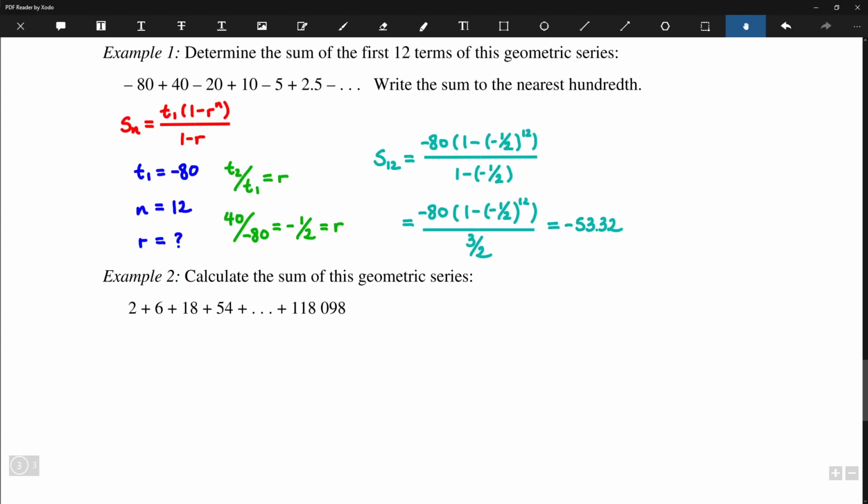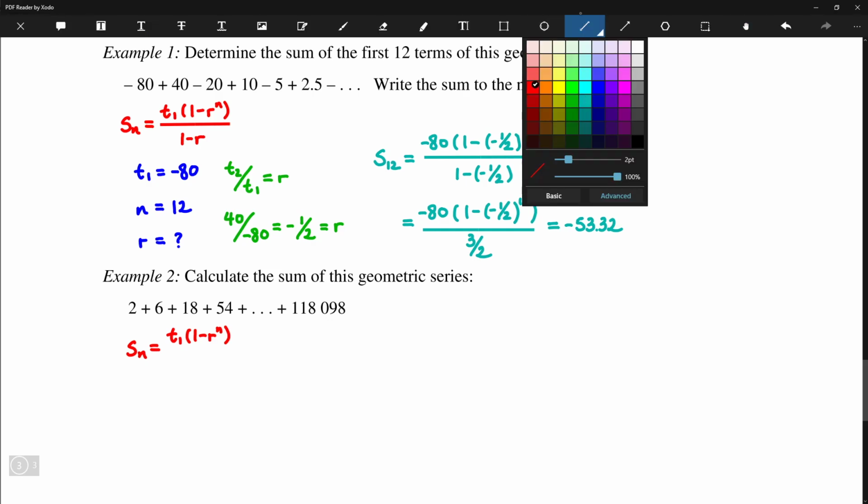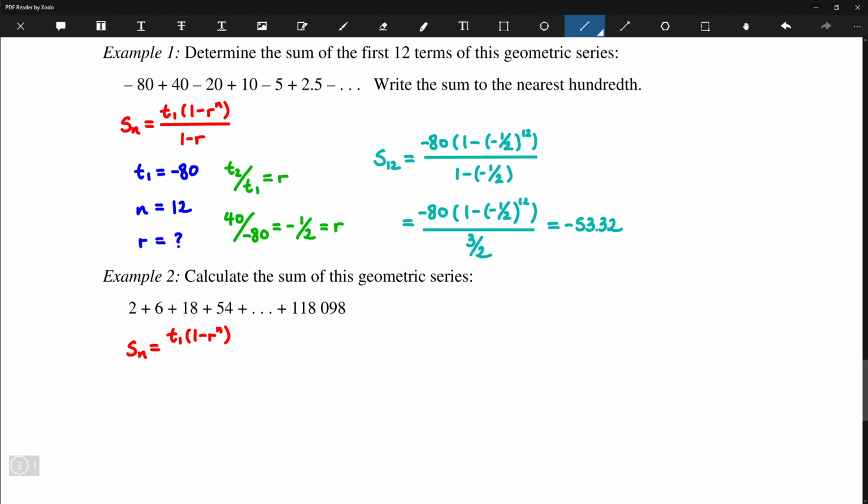Let's try one more. See here, example number 2, we calculate the sum of this geometric series, 2 plus 6 plus 18 plus 54 and so forth. Okay, so in this case, once again, we're going to start with the formula. So Sn is equal to T1, 1 minus r to the nth power, all over 1 minus r.